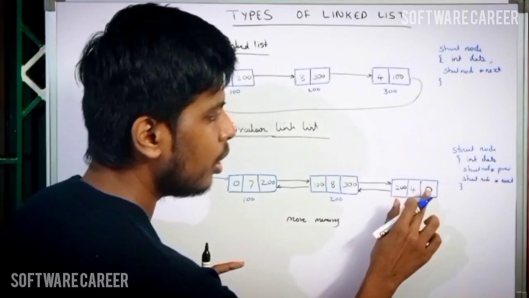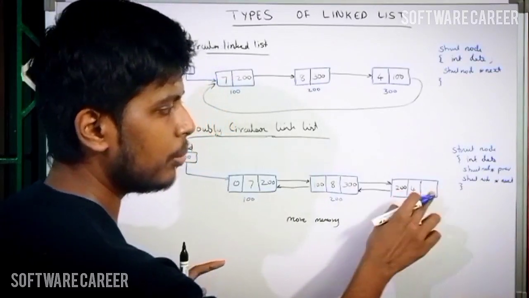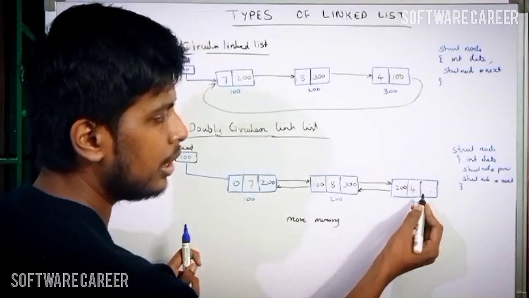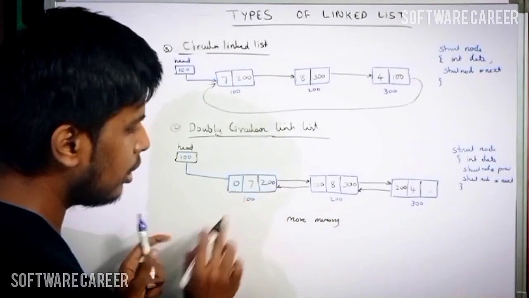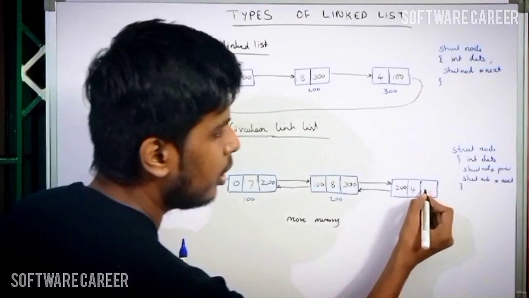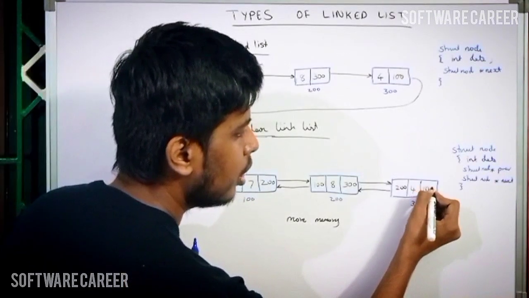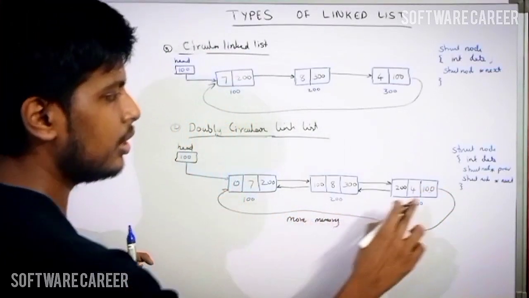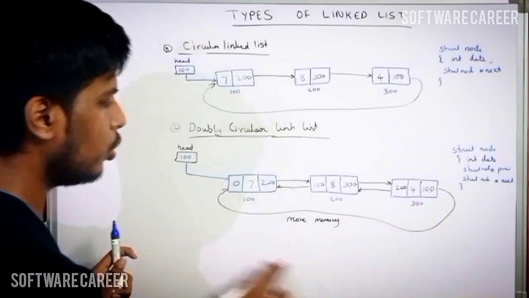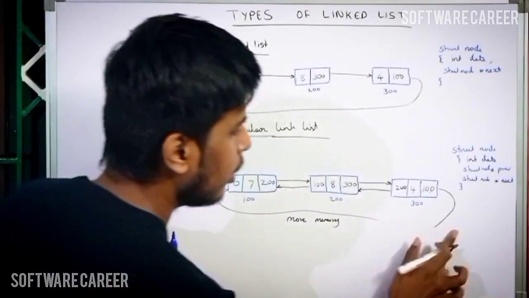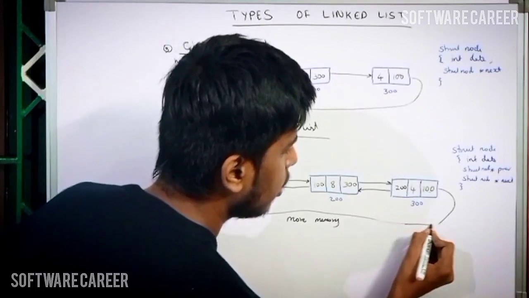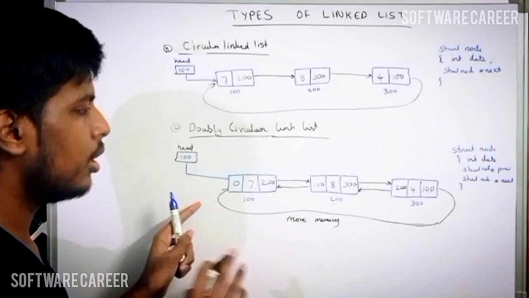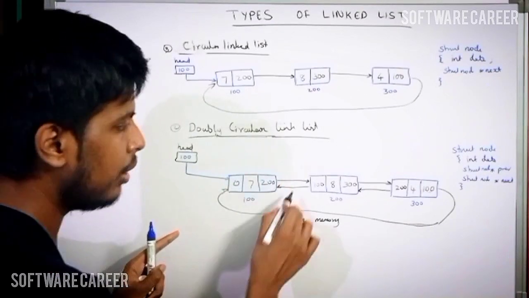Now no node is present after this, so I am marking 0 here. But if you want to make it circular, this pointer should contain the address of the first node. What is the address of the first node? It is 100. So I am marking 100 here. Now it creates a link in the forward direction. This is the third element, and after this it goes to the first element. Now you created a link, but this link is not enough. This is a doubly linked list, so you should have two links.